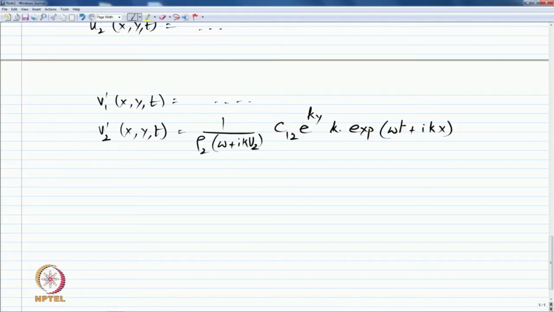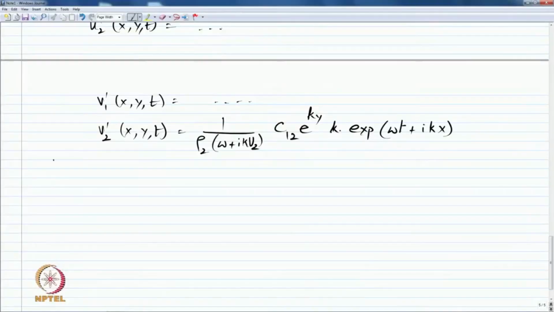So, now we have the flow fields and we have two undetermined constants C12 and C21. So, let us quickly take stock of that. We will use the two sets of boundary conditions that we have, the kinematic and the dynamic boundary conditions, to calculate a value for C12 and C21 such that we have a non-trivial solution for the problem.